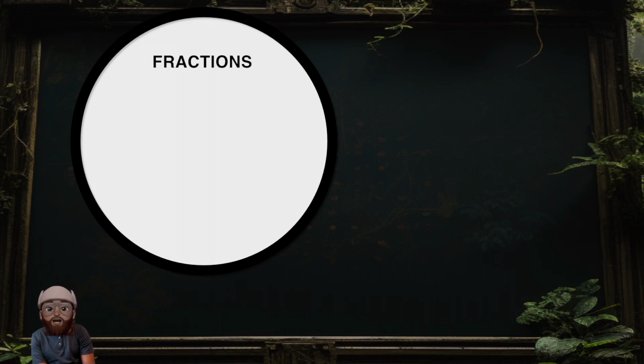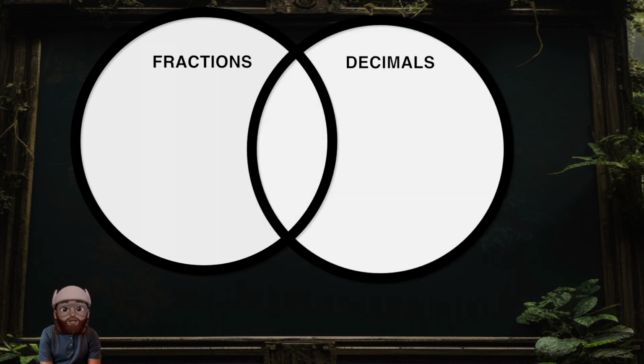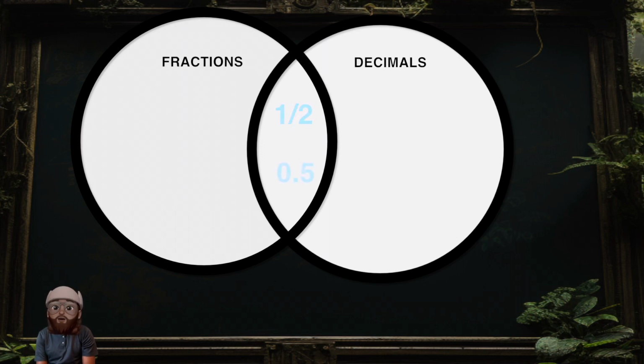Let's visualize their relationship. Imagine a Venn diagram. One circle is fractions, another is decimals. Where they overlap, we have numbers that can be both, like 1/2 and its decimal form, 0.5.